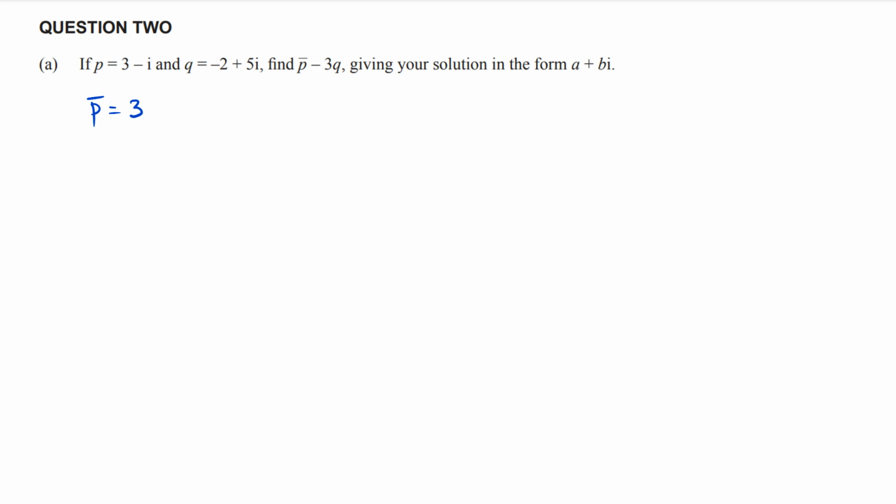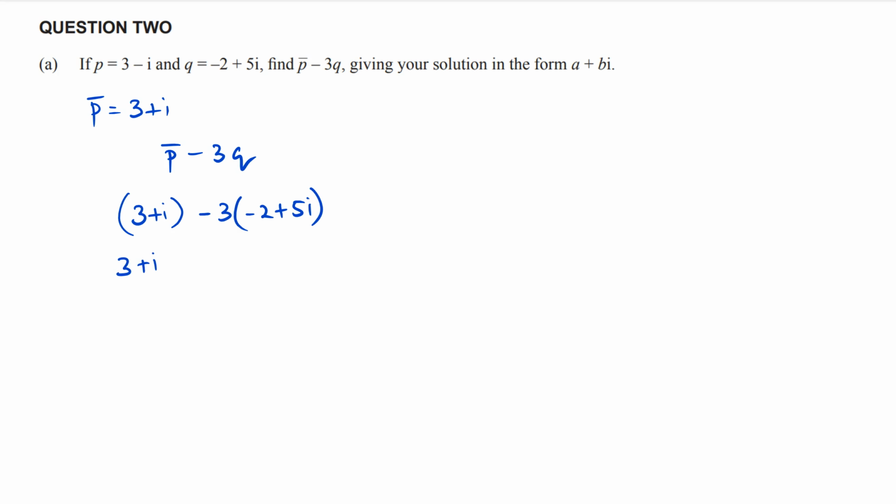P dash is going to be 3 plus I. So therefore, when we have P dash minus 3Q, we're going to get 3 plus I minus 3 times negative 2 plus 5I. Now be very careful with this, putting a bracket here, because so many times kids don't put the bracket, and then they forget that negative 3 times positive 5I is minus 15I. That they always do this. Somebody will always make this mistake.